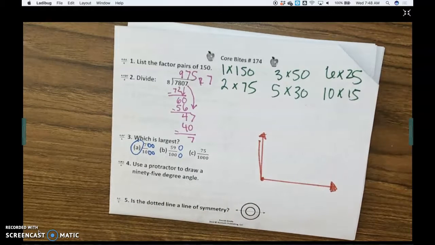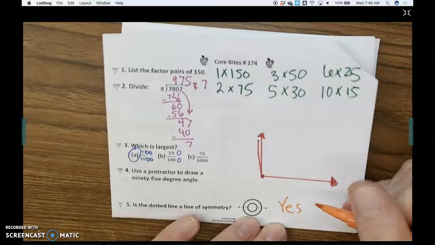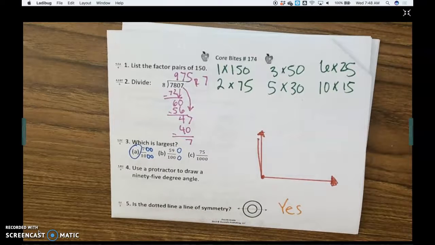And then for this last question for today, it says, is this dotted line a line of symmetry? And the answer is yes, because if you fold it over on itself, it is equal on both sides.